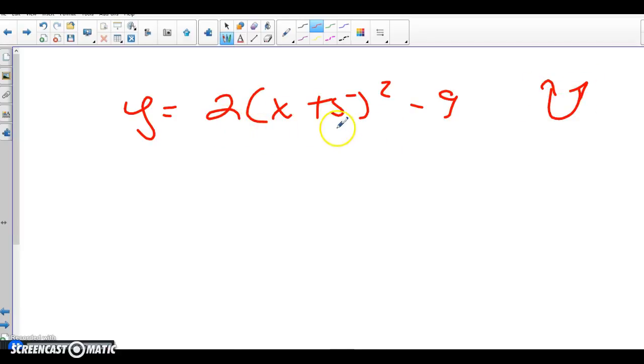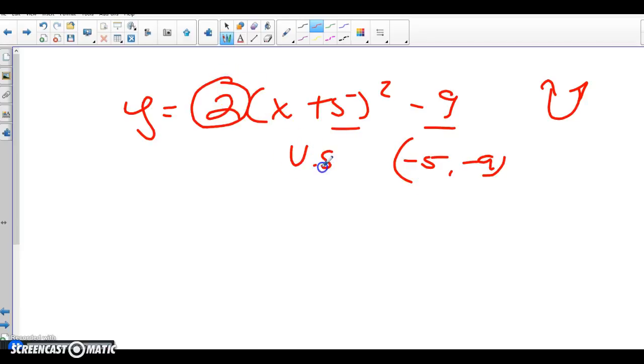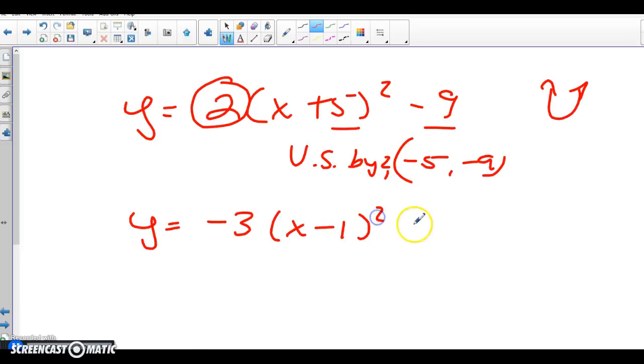Now, where is the vertex? The vertex is from this and this. Change the sign, leave the sign. Minus 5, minus 9. That's my vertex, and this number is bigger than 1, so it's vertically stretched by 2, and there's your vertex. Okay, let's keep going. Minus 3(x minus 1) squared plus 5.